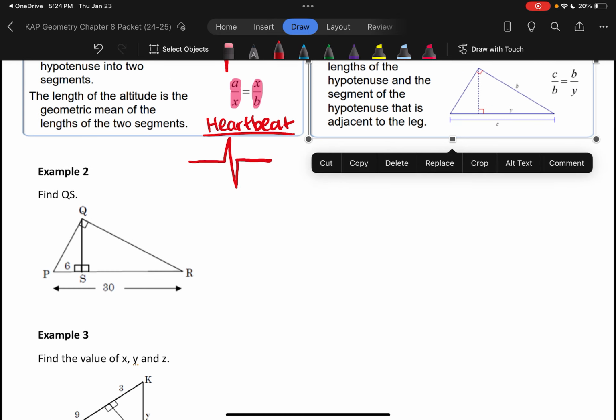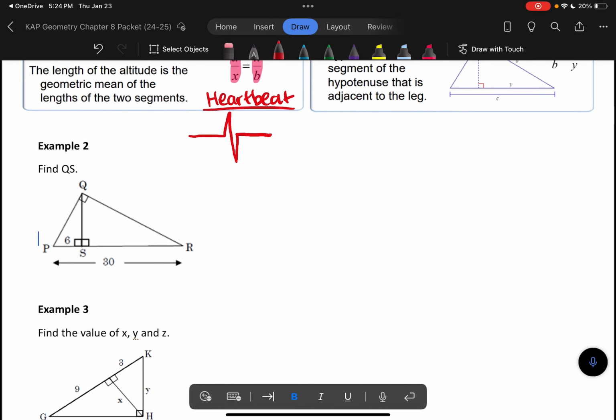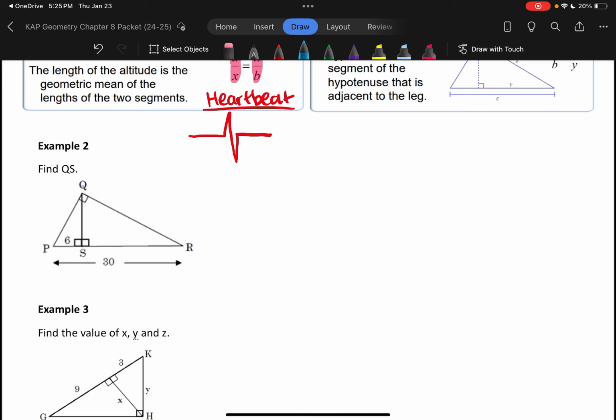So let's take example 2, which says to find QS. This should already be in your notes. If you watched the video for notes 8.1, you should already know what the setup is going to be here. Let's pretend like we're doing this for the first time, and we're filling in the blanks that we know. It says find QS, meaning that QS is unknown, so I'm going to call it x.